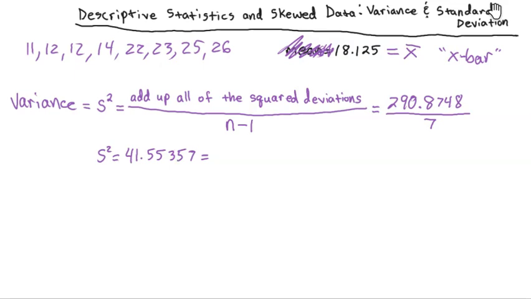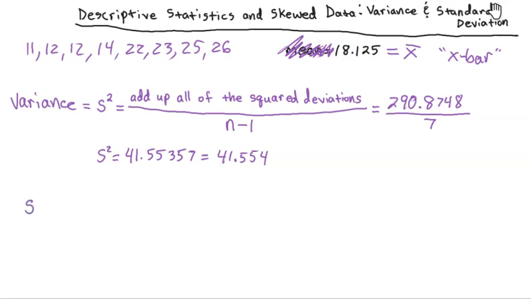Now we typically report this at, well, a lot of times we're going to report it in my class to 3 decimal places. So we're going to go to here and we're going to round this 3 up to a 4 because this is a 5 right here next to it. Okay, so we're going to say that the variance s squared is 41.554.